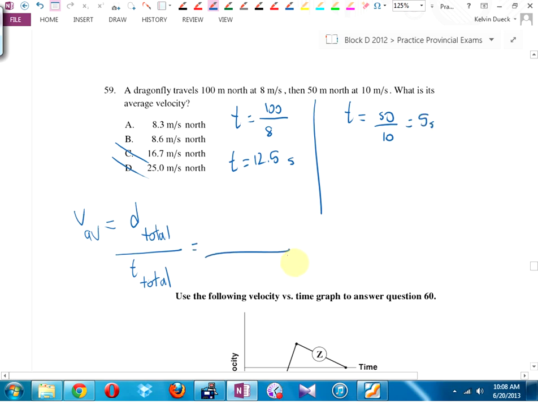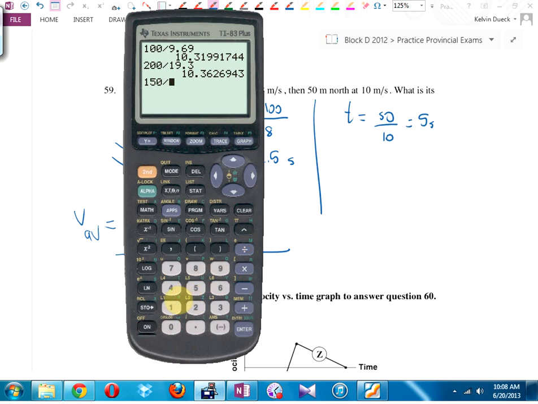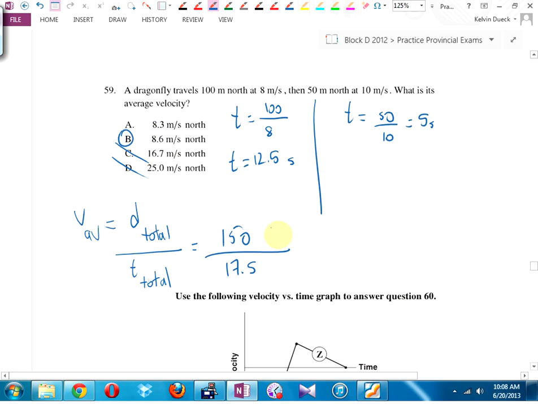How long was he traveling for, grand total? How many seconds? 17.5. How far did he travel, grand total? This is his average velocity. See, the problem is I can't use the numbers that they gave me, because I need to figure out how long he was traveling for each section, because average velocity is total distance divided by total time. They didn't give me the total time, so I had to calculate it. 150 divided by 17.5. And I get 8.57, or 8.6 meters per second.